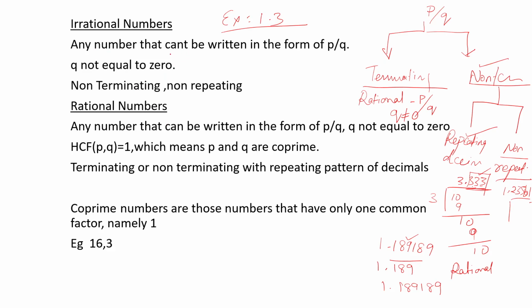Any number that can't be written in the form of p by q, and q is not equal to 0. Why are we saying q not equal to 0? Anybody know? See, suppose I am giving 6 by 0, what is the value of this? No value. Why? See, if I am taking 6 by 2, what is the meaning of this? There are 6 parts, and I have to divide them into 2 each, two parts. So that is the meaning of this.